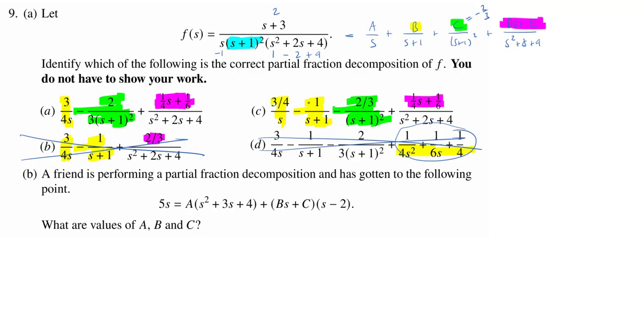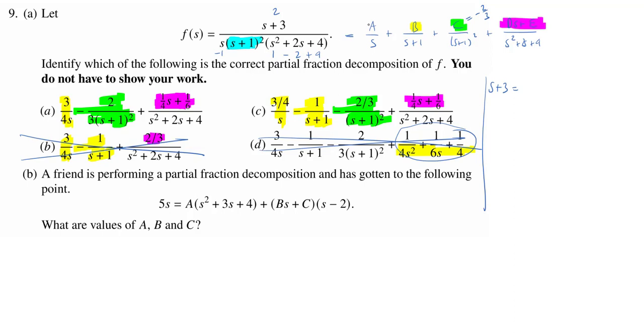Okay, fine. Maybe the fastest way is to just write down what happens when we clear denominators. So let's see here. We can do it over here. We have s plus 3 is going to equal, all right, so we multiply everything by the denominator.